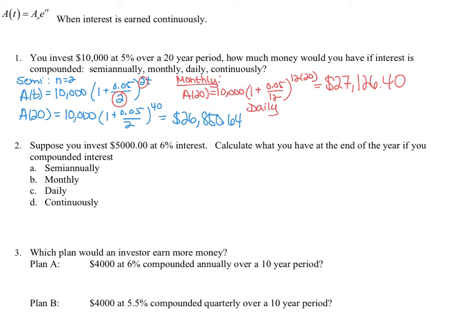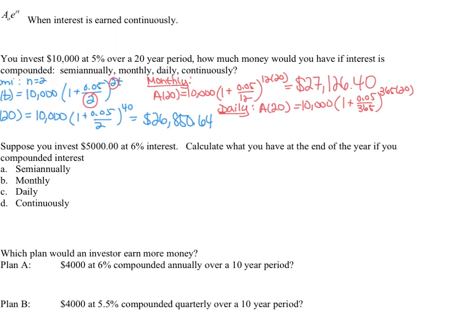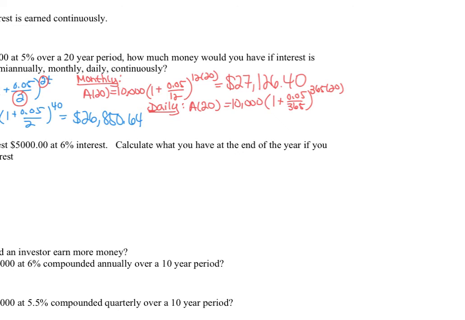Daily, now that n is 365, we don't have to get hung up on if it's a leap year or not. So 1 plus my rate over 365, to the 365 times 20. And that is going to give me $27,180 and 96 cents.